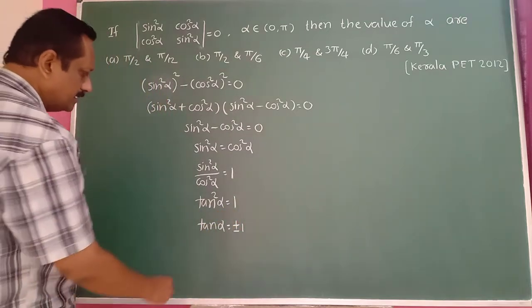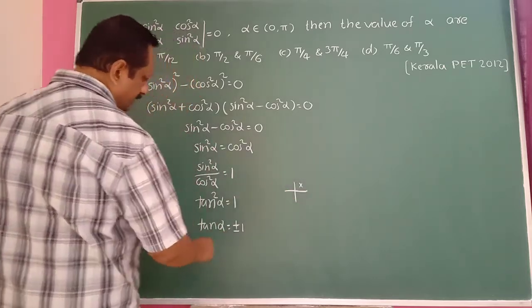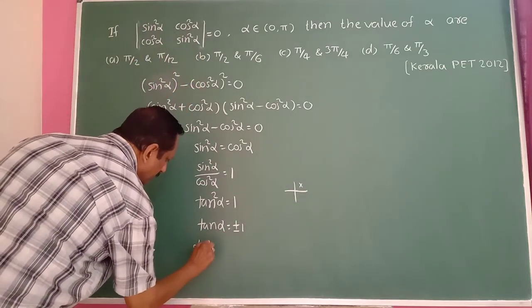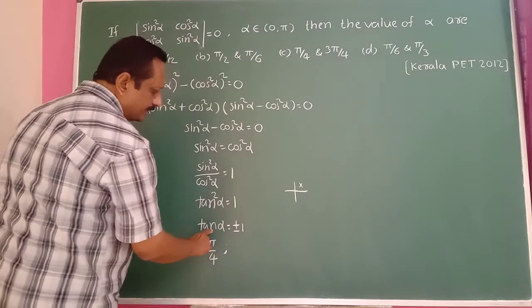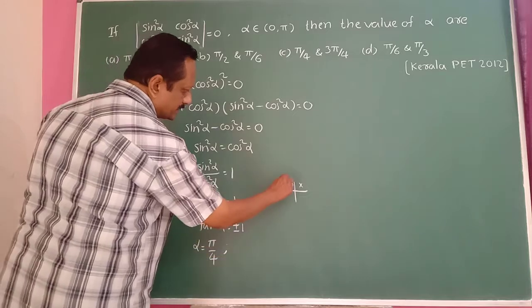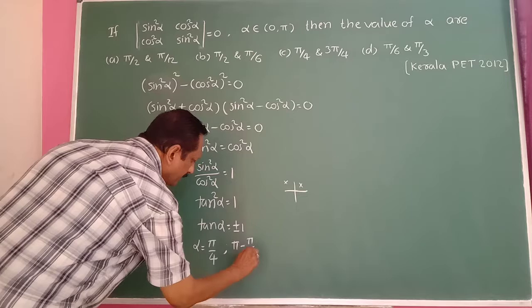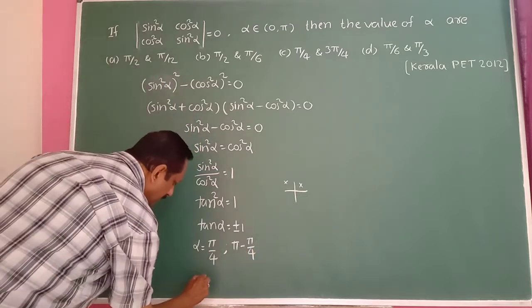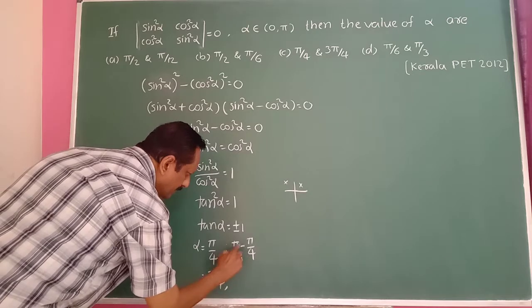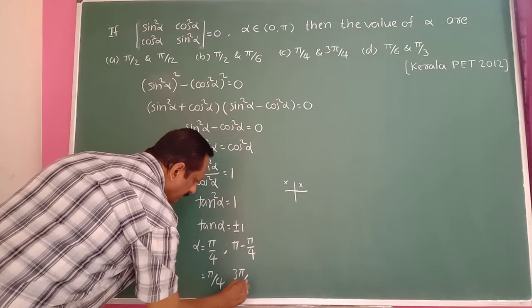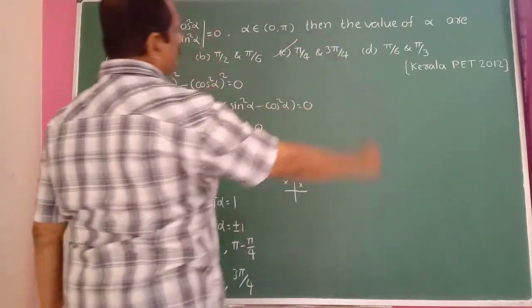Therefore, tan alpha is equal to 1. It comes under the first quadrant, then it is pi by 4. Alpha is equal to pi by 4. And tan of alpha is minus 1, tan is negative in the second quadrant. Hence pi minus pi by 4. Therefore pi by 4, 4 ones are 4, 4 pi minus pi gives 3 pi by 4. So pi by 4 and 3 pi by 4 is the answer.